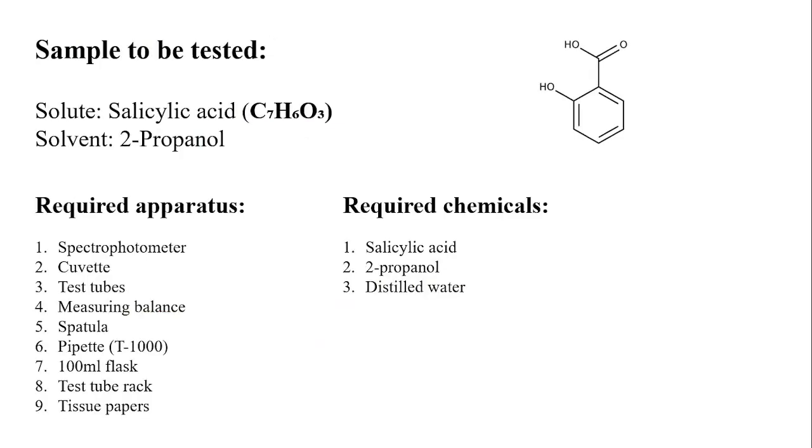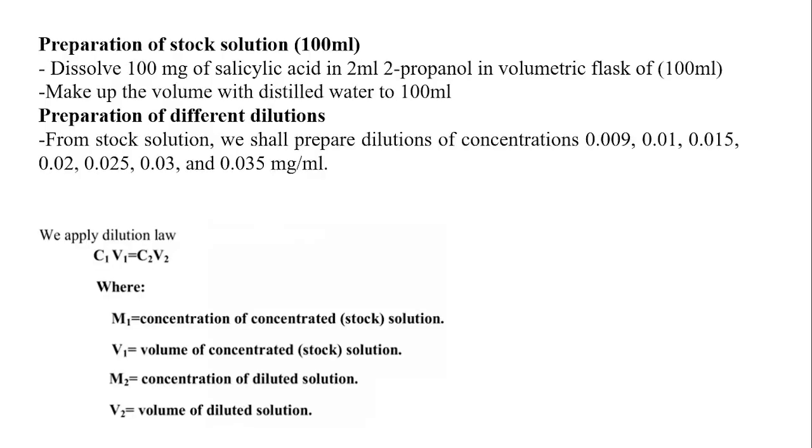The sample that we'll be testing today is salicylic acid, and the solvent that will be used is 2-propanol. 2-propanol actually will be the co-solvent with the distilled water. The required apparatus is a spectrophotometer, cuvette, test tubes, measuring balance, spatula, pipette, 100 ml flask, test tube rack, and tissue papers.